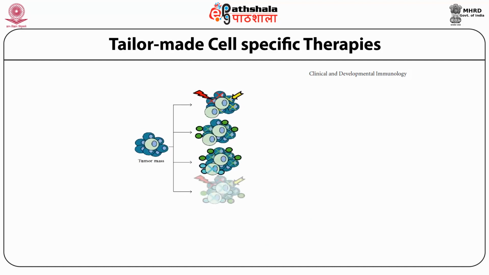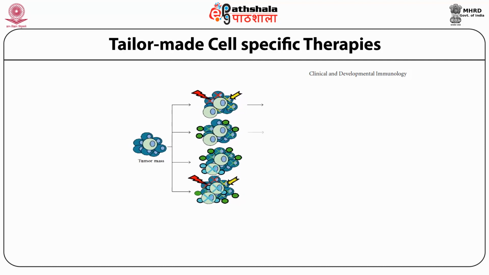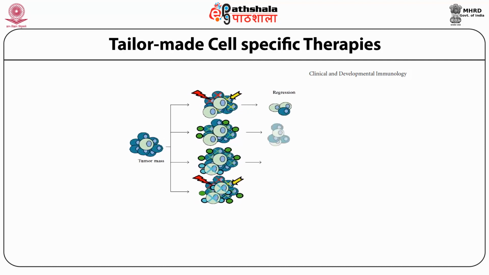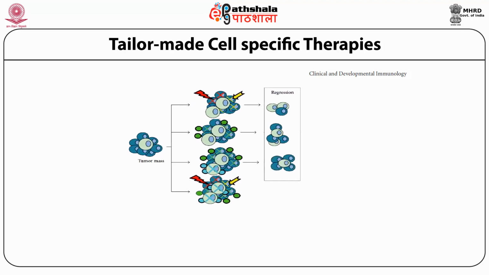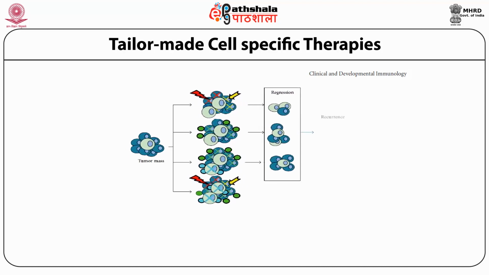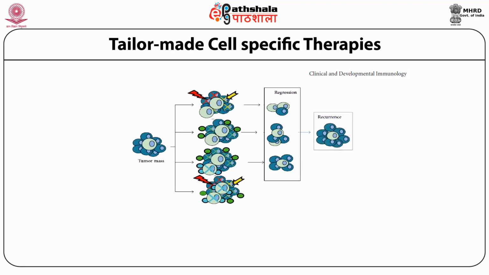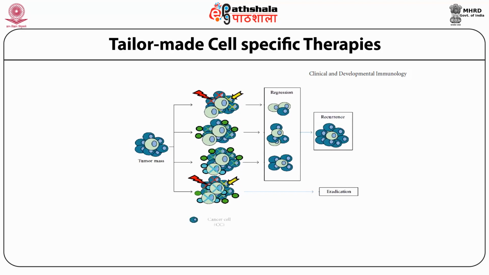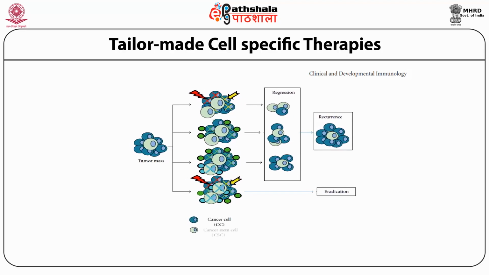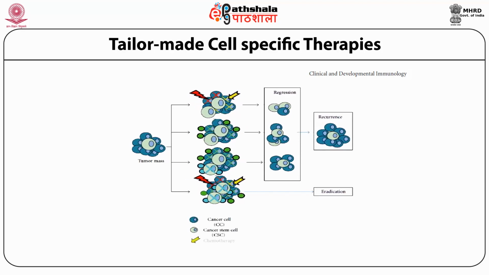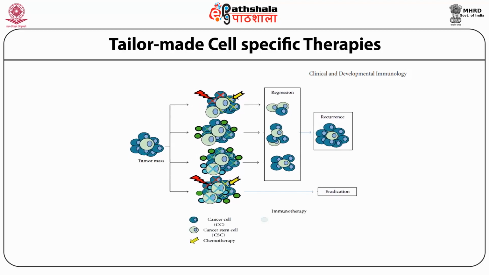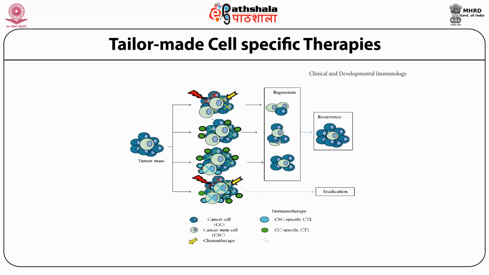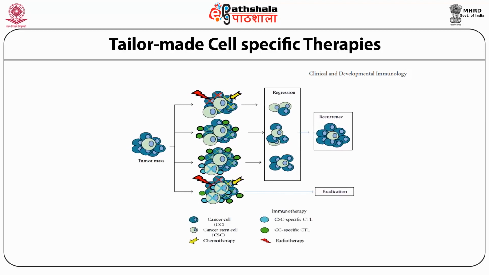Now we have to generate cellular therapy against particular cancer stem cells or cancer-specific cells or tumor-infiltrating cells. So these therapies will be specific, and tailor-made therapies can be generated, and this will ensure that recurrence of tumor mass or recurrence of cancer is prevented by cell-specific therapies.